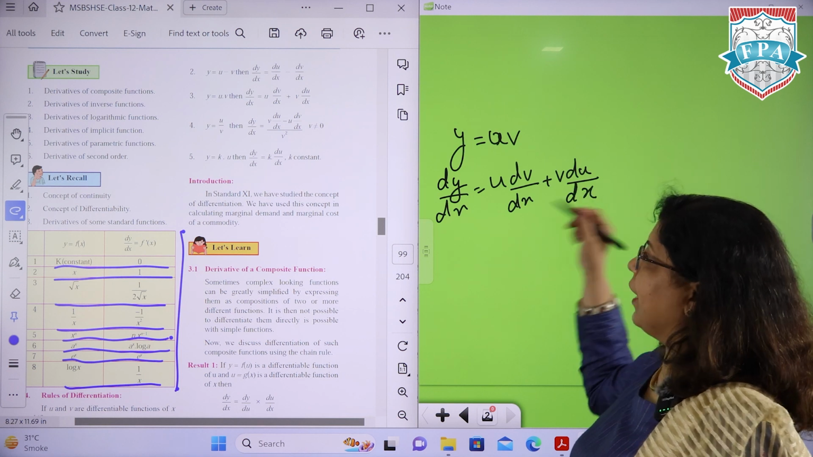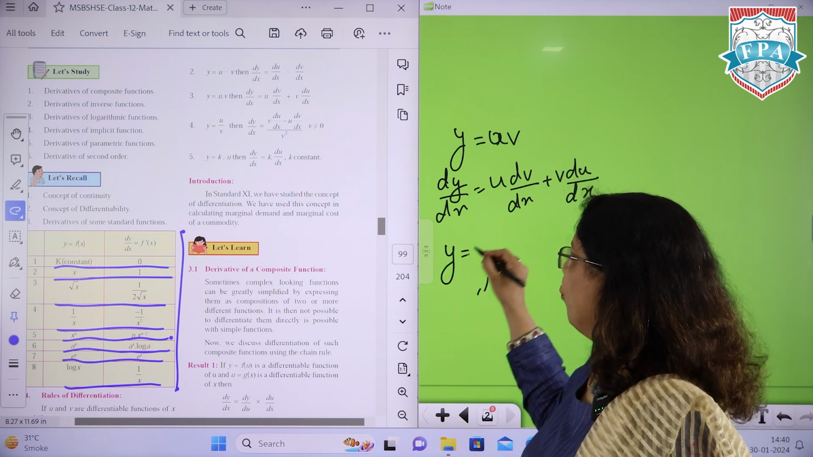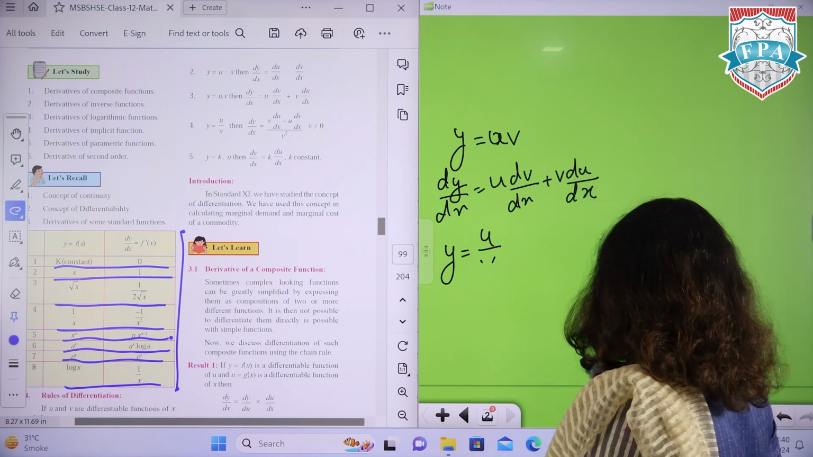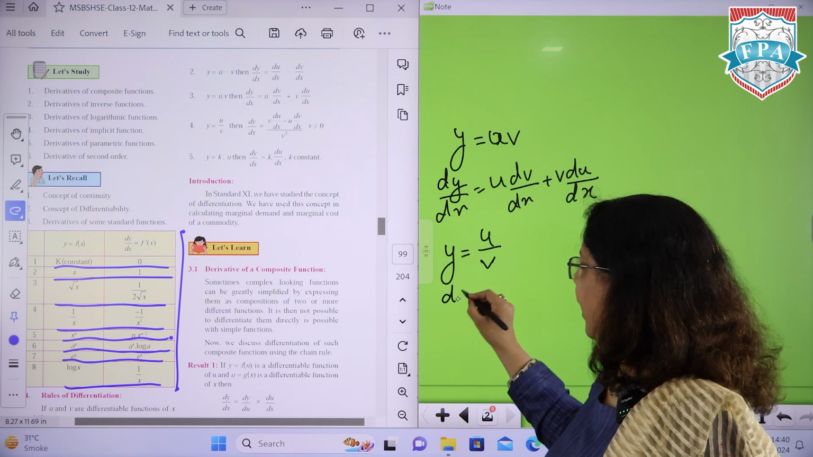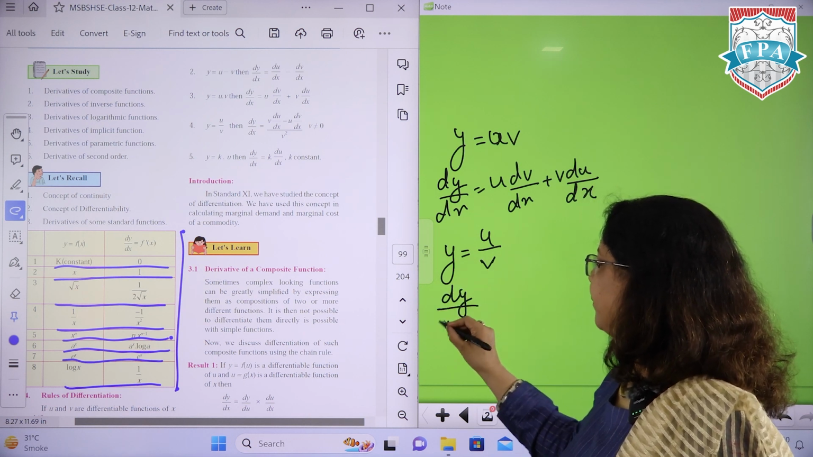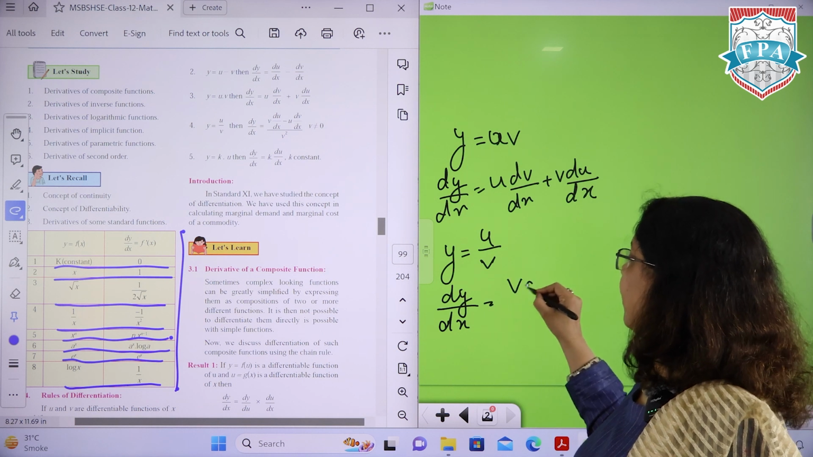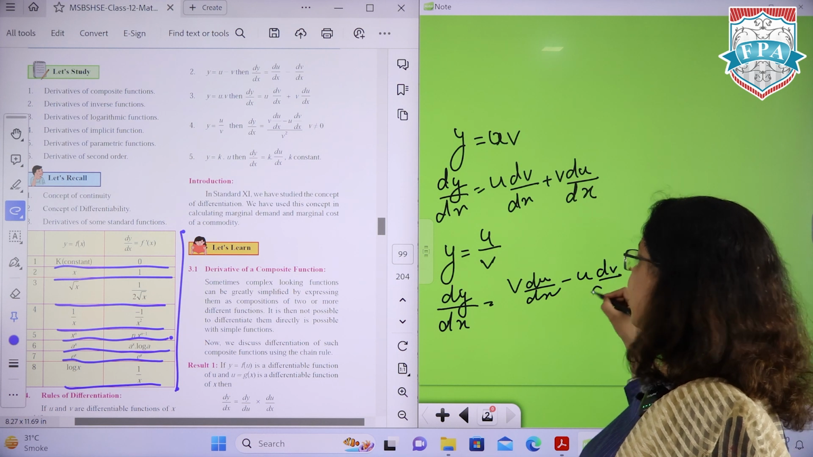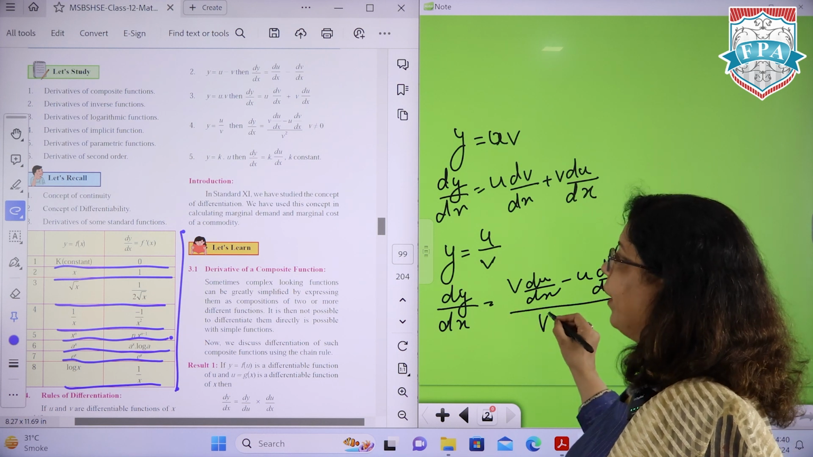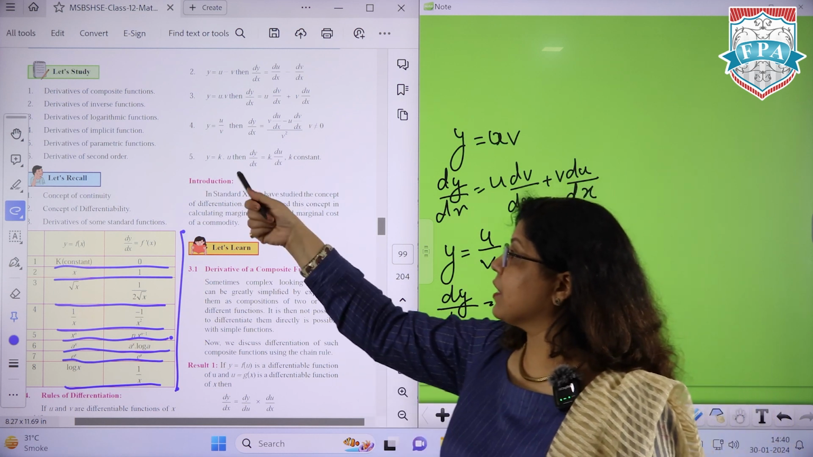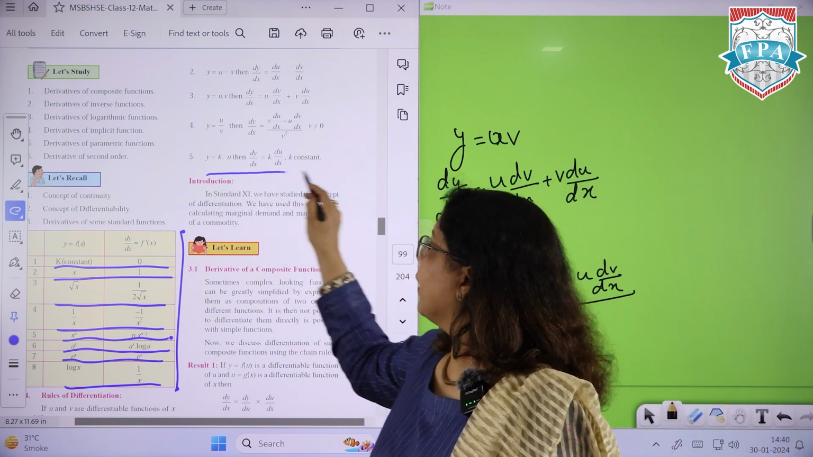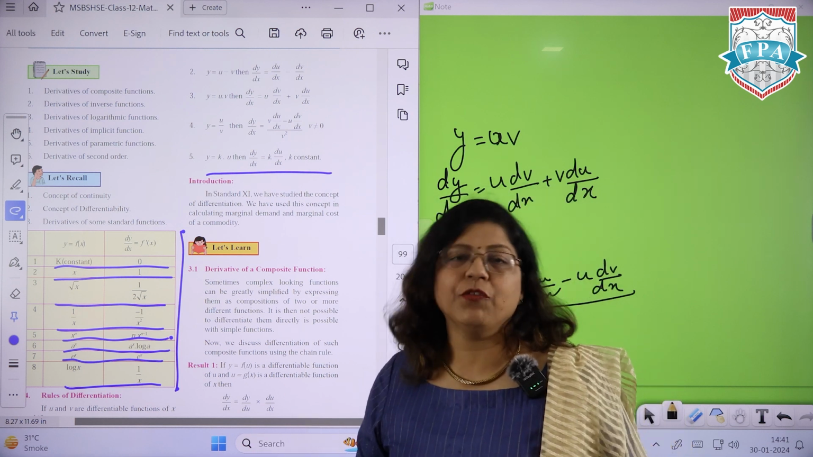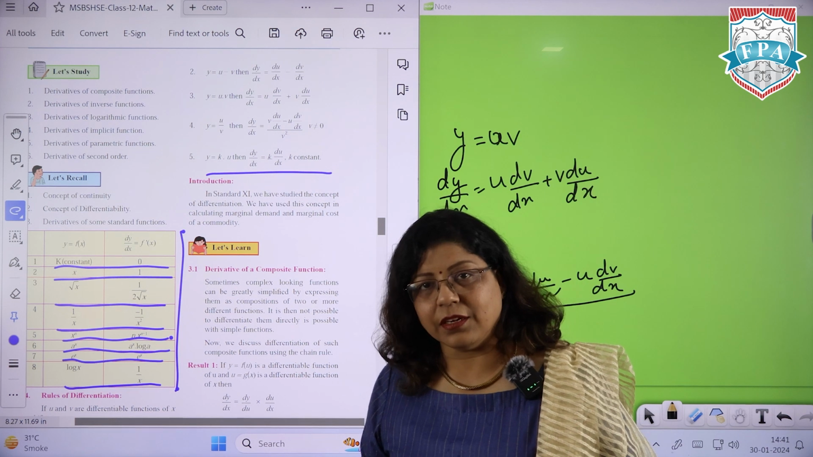Similarly, we get a formula for the u by v rule, which is your division rule. When we are talking about u by v, dy by dx becomes v du by dx minus u dv by dx, upon v square. With a constant, you just have to write k into du by dx, when k is the constant. So these are the basic formulae which you have done even last year.